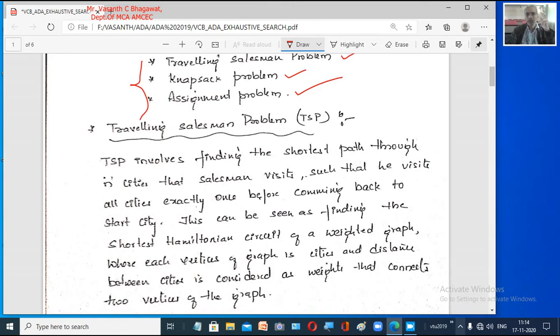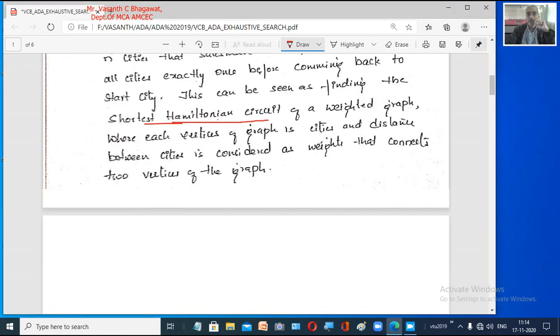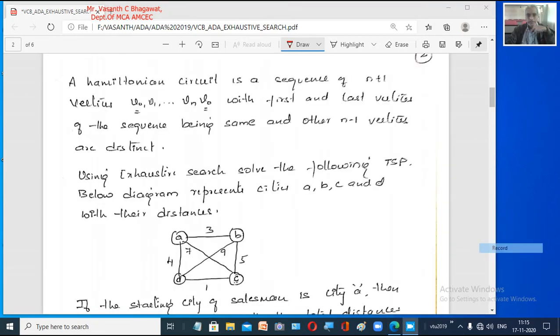If you try to understand this traveling salesman problem, it is similar to a problem discussed in graph theory, which is finding the shortest Hamiltonian circuit of a weighted graph. So now let us try to understand how we are going to solve this particular traveling salesman problem. As we have stated, the problem consists of 5 cities.